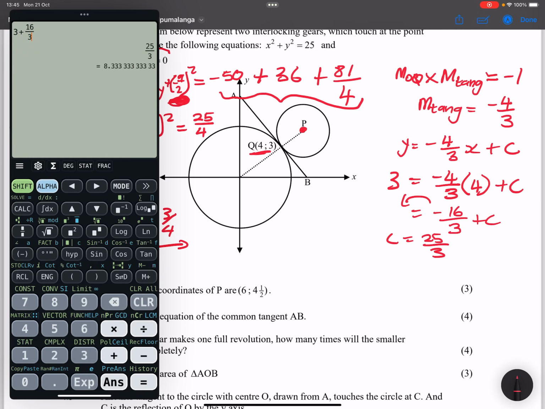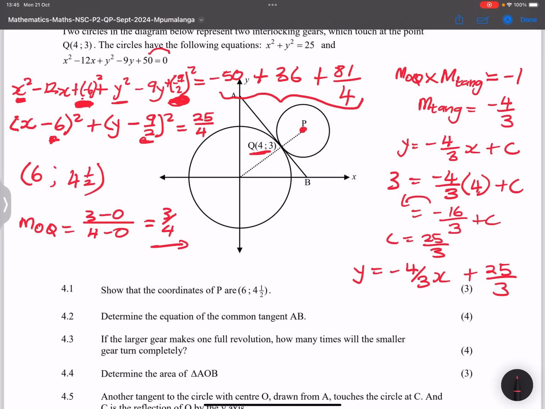Which means the equation of the tangent would be y equals negative 4 over 3 x plus 25 over 3. And so that's how we get that equation. Hope that you got that, ladies and gents.